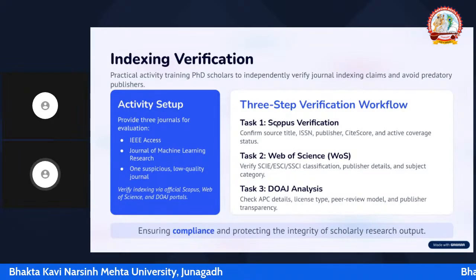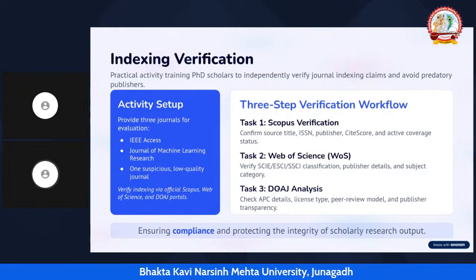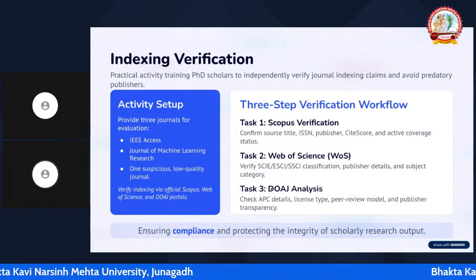We have Scopus verification, Web of Science verification, and DOAJ. Scopus, that is Scopus website, Web of Science Elsevier, and DOAJ that we can consider along with Google Scholar.